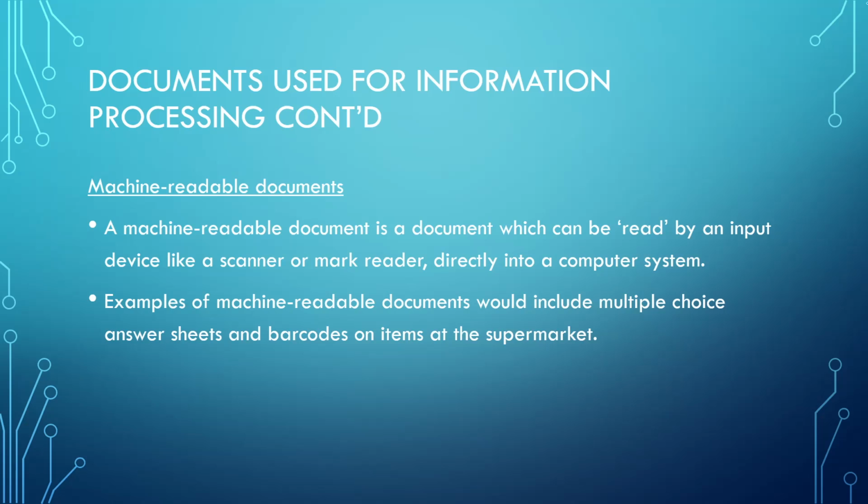so turnaround documents now. A turnaround document is a document that is printed by a computer system but is later used to input new data into the same system. So an example of this would be a tax return form where the employee's personal information is already printed on it. So the employee would then have to fill out all the rest of the form. And after that happens, the new data is entered so the tax return can be processed.